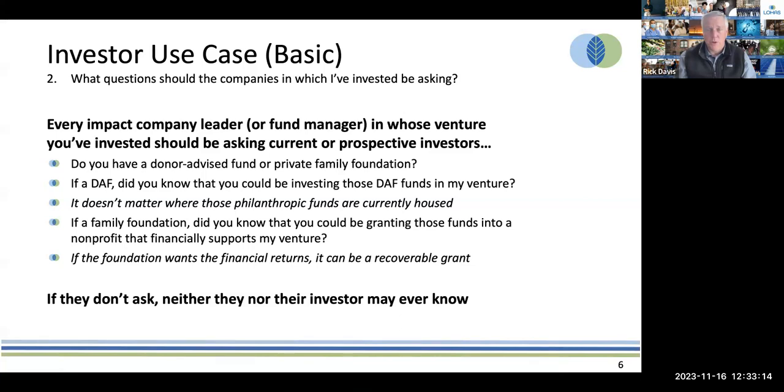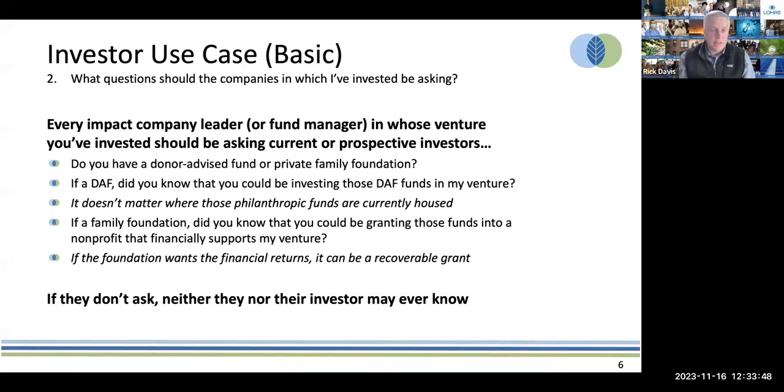So if the companies in which you're investing aren't asking their would-be investors about this, not only will they not know who has the money, the donor would never know they could be investing it. And it doesn't matter where those philanthropic funds are currently housed. If they're stuffed someplace that won't allow them to invest in the particular company, we will. And others like us will. So, move them over at no cost and allow that to be invested in whatever the deal is.